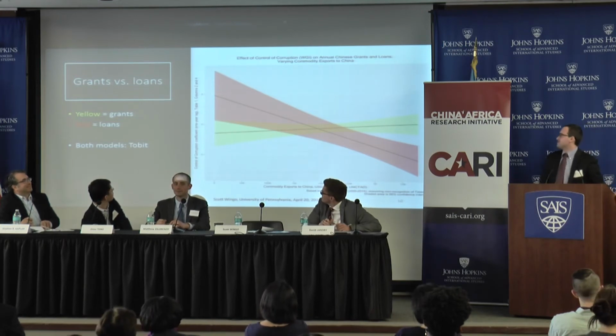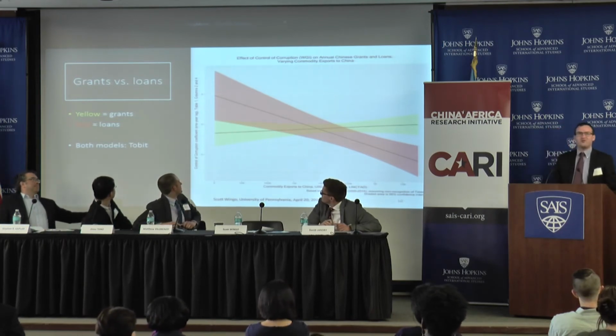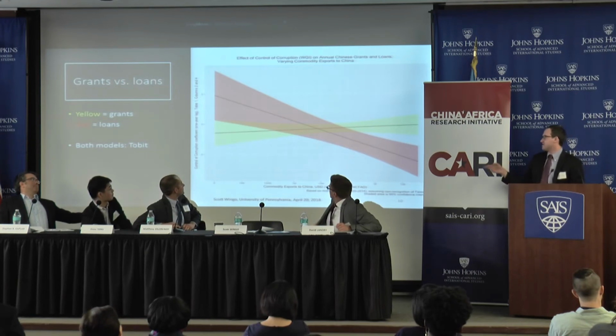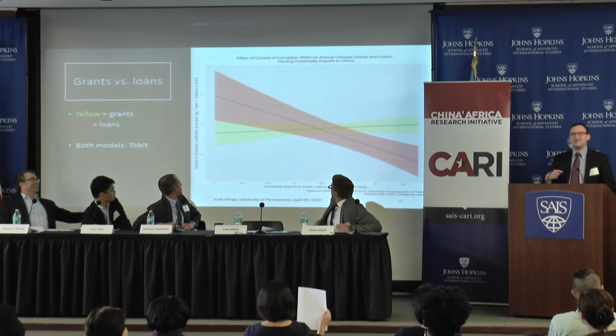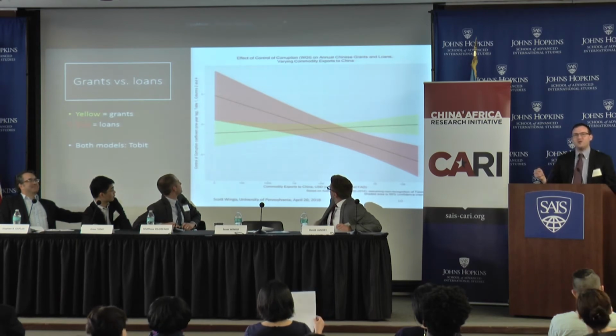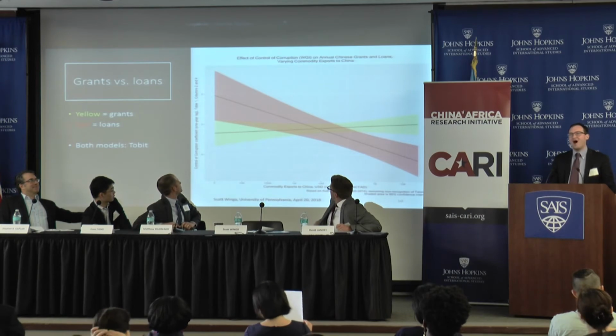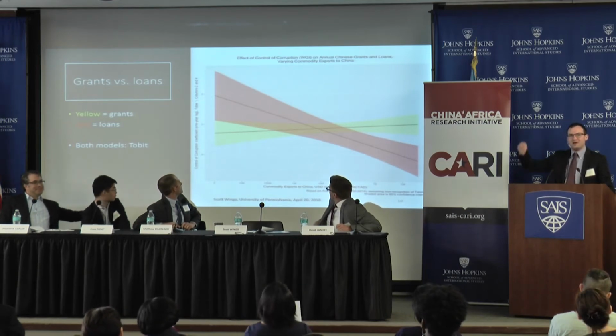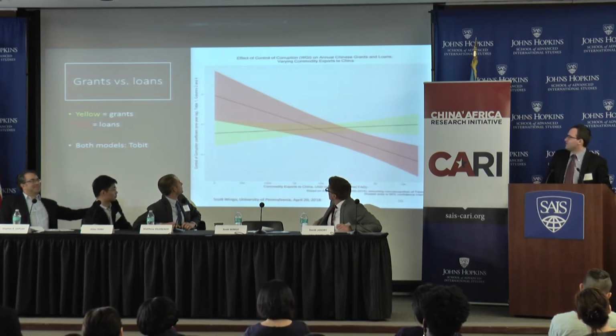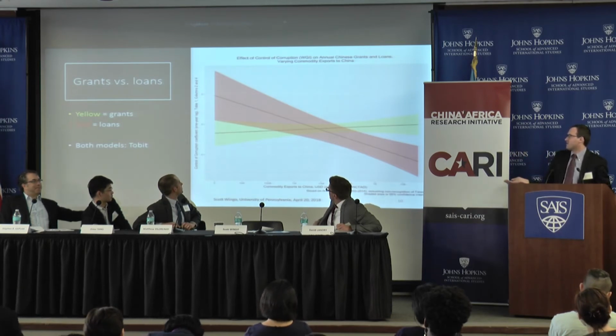Here is a visual depiction of my results for comparing grants and loans. And I apologize, the text may be a little smaller than I anticipated, but the x-axis is aggregate commodity exports to China on a log scale in the previous year. The y-axis is the effect of control of corruption, emphasis on control. High numbers are less corrupt, low numbers are more corrupt. Now what you can see is, for red, this shaded area is the 95% confidence interval, your margin of error. The red is loans.